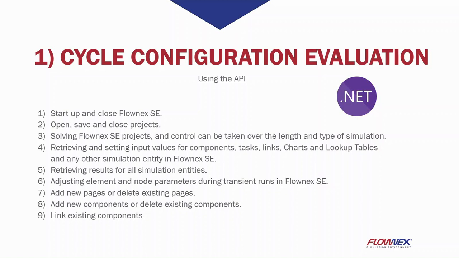This gives the user a lot of freedom to test hundreds of cycle configurations with minimal effort spent on building simulations, hereby preventing user errors and saving engineering time and money. In this case, the API can be used to start up and close FlowNEX, retrieve the results for all simulation entities, add new components or delete existing components, and link existing components.